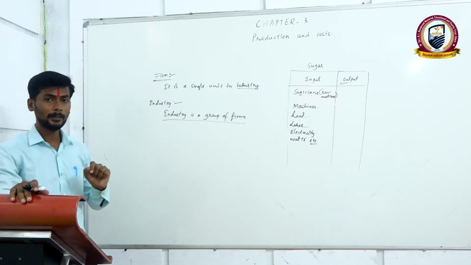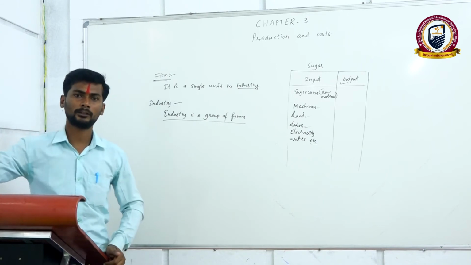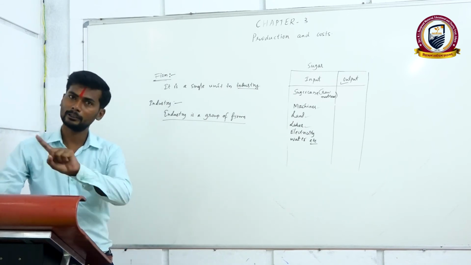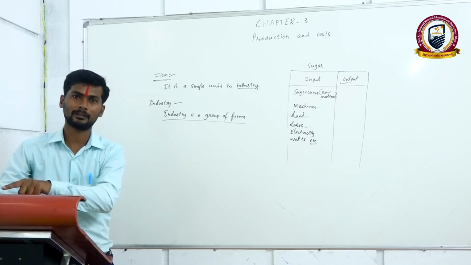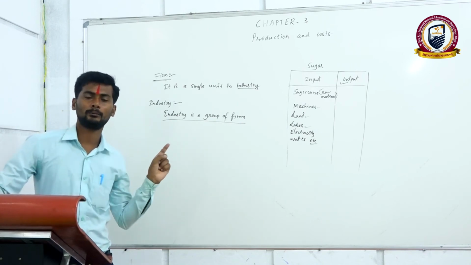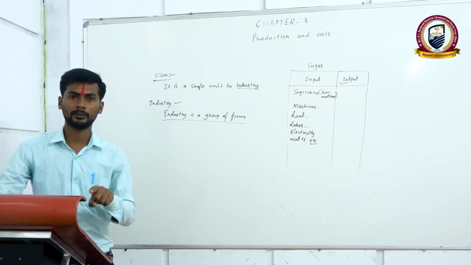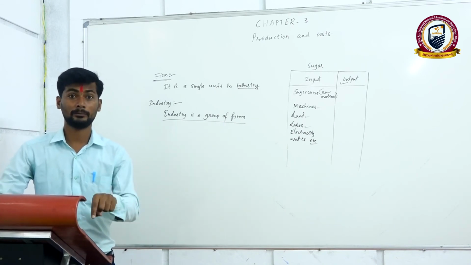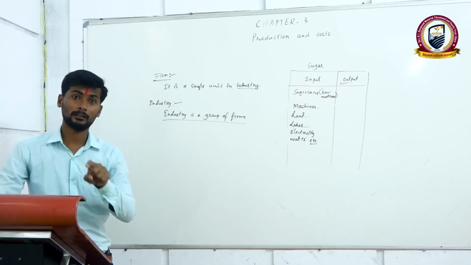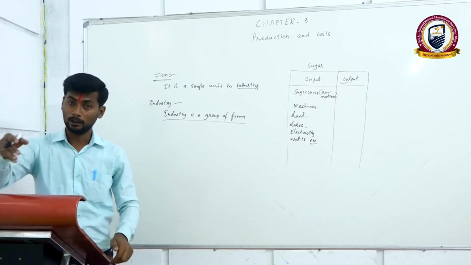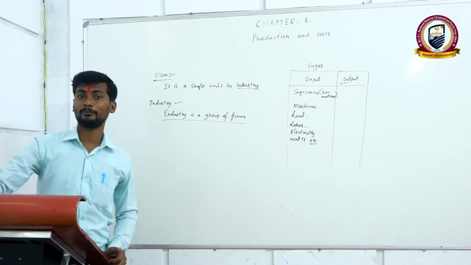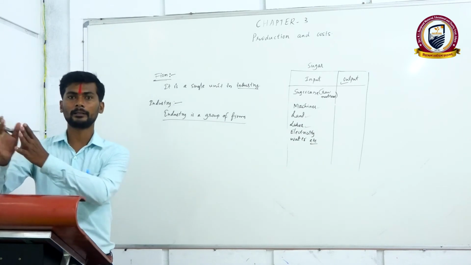A firm means, for example, ours is Krishna Sugar, it is a firm. It is not an industry, it is a firm. And Ugar Sugar is a firm. Kagwad Sugar is a firm. Kempwad Sugar is a firm. Coconut, that is also a firm. Together all these firms we call a sugar industry.